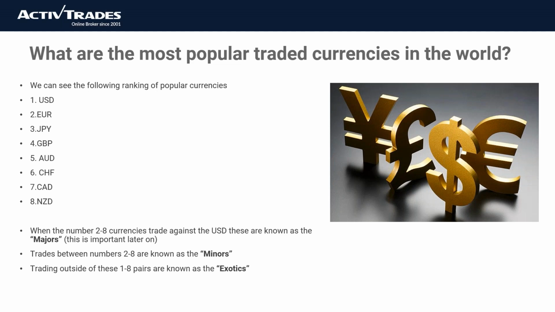Okay, so when you hear traders talking about euro dollar, dollar yen, pound against dollar, Aussie against dollar, dollar Swiss franc, dollar against Canadian dollar, New Zealand dollar against US dollar, those are known as the majors. They're the majors because they are the most popular currencies traded against the numero uno, which is the US dollar.